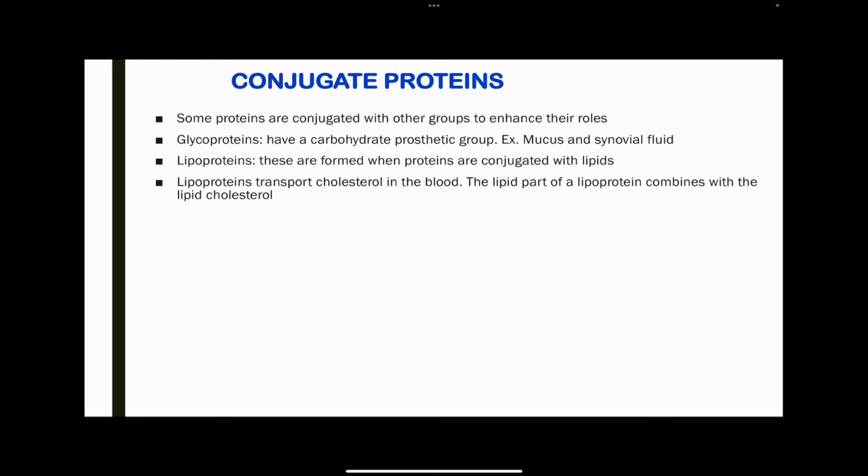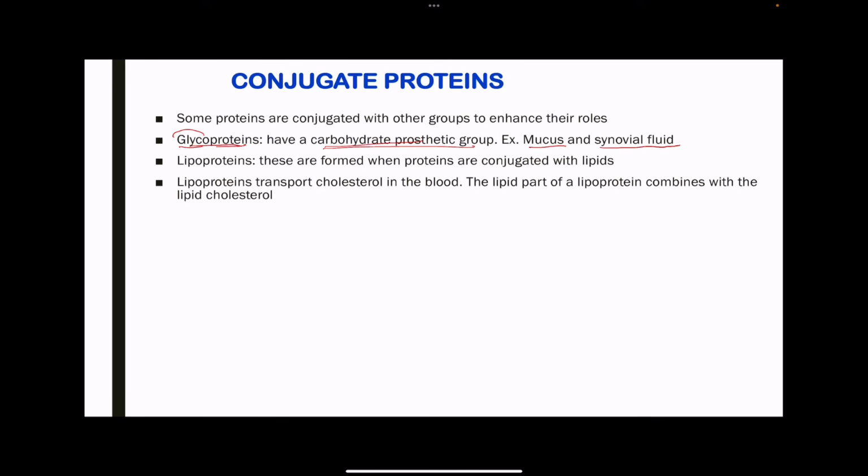Lastly, we go to conjugate proteins. These are proteins that are combined with other prosthetic groups, and this is going to enhance their role in performing specific functions. For example, glycoproteins. You can see the name glyco and protein. Glyco comes from a carbohydrate, so a glycoprotein has a carbohydrate prosthetic group. Examples, we have mucus and then synovial fluid.